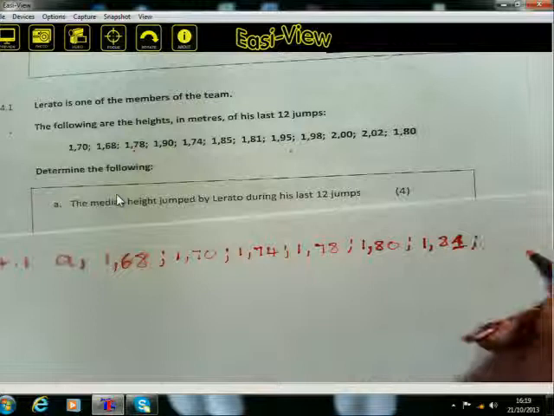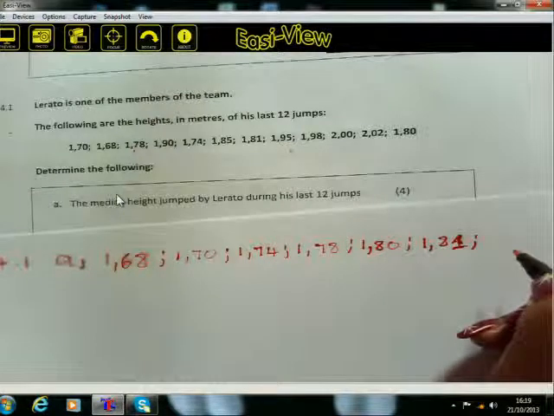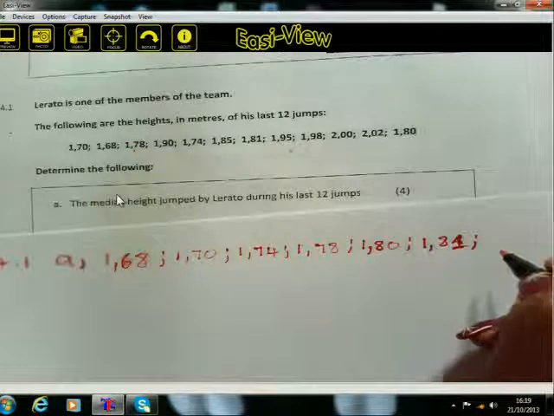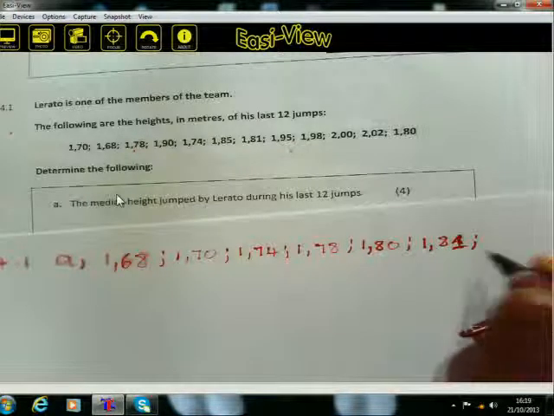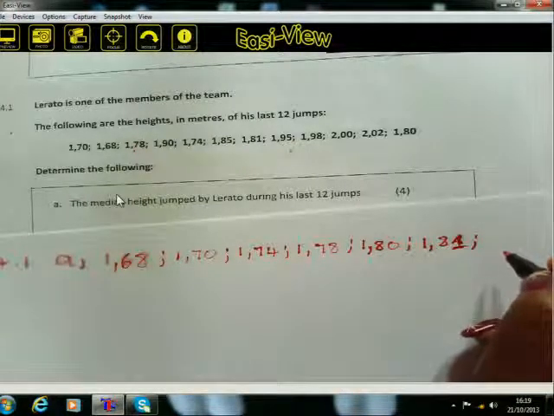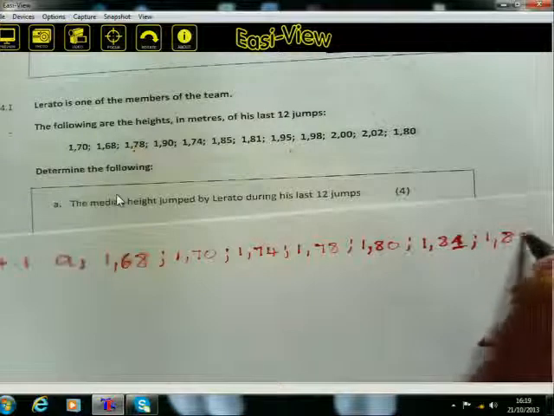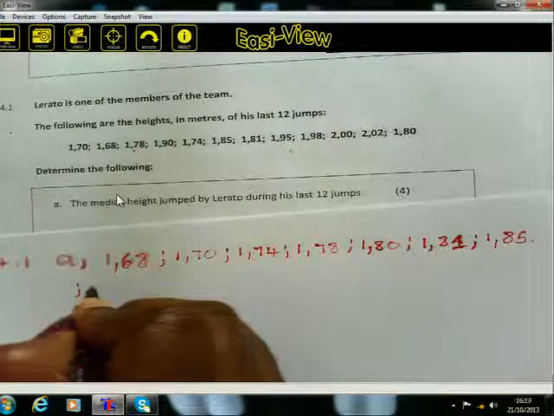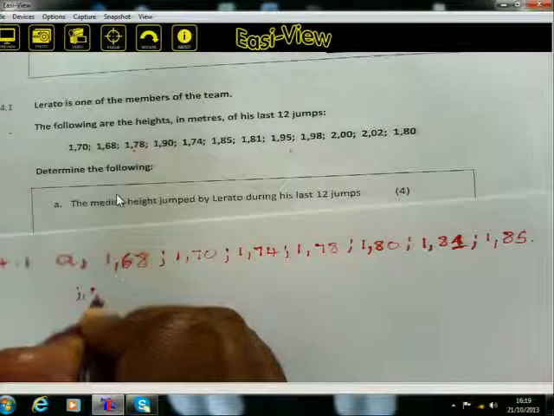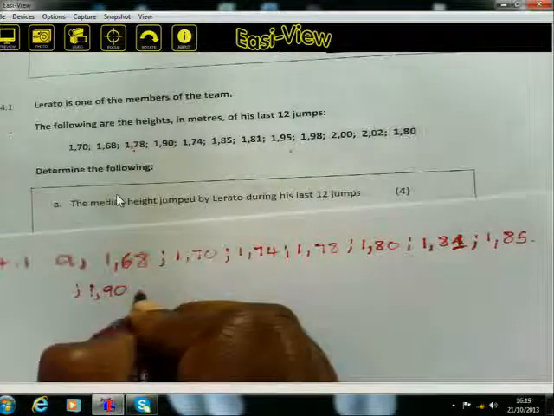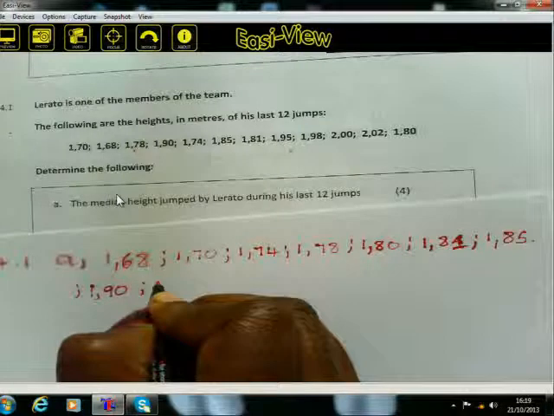We've got 5 minutes for a break. After break, I believe we will finish this one, but we can hurry up by finishing this data. Then you will have 1,85 semicolon. Then you have 1,90 semicolon.